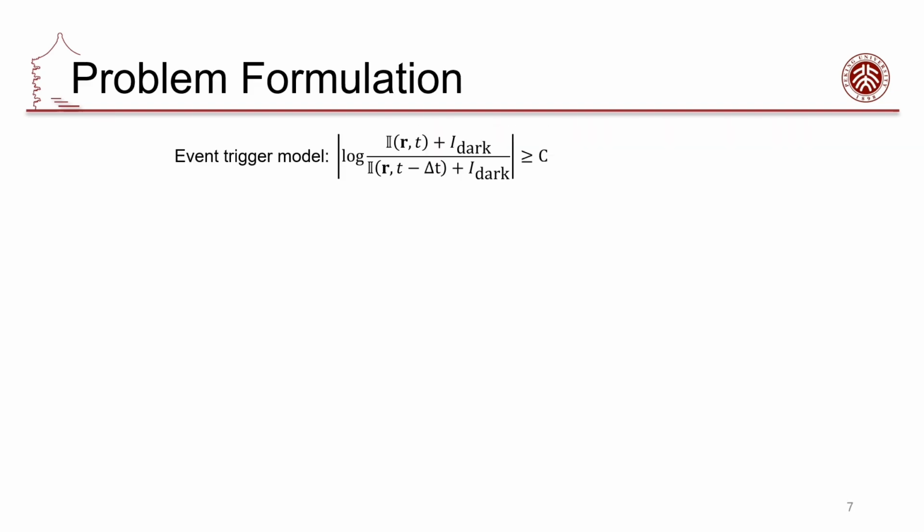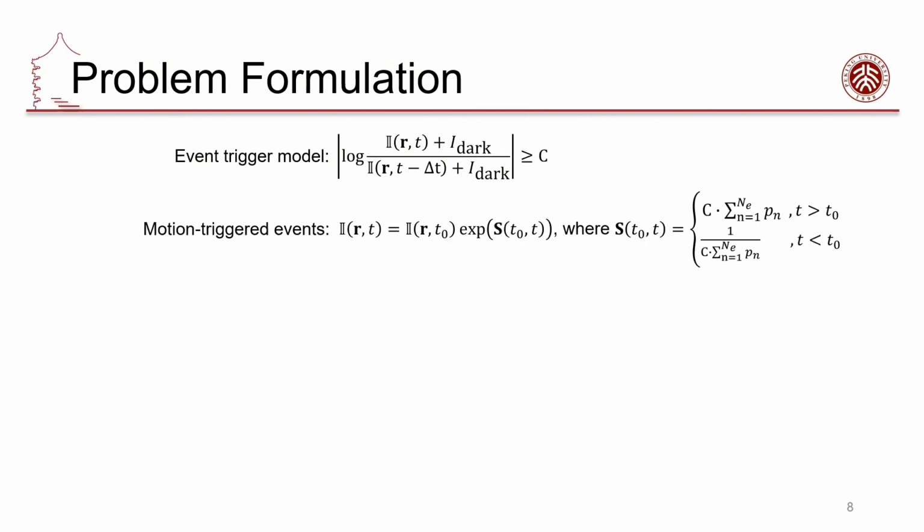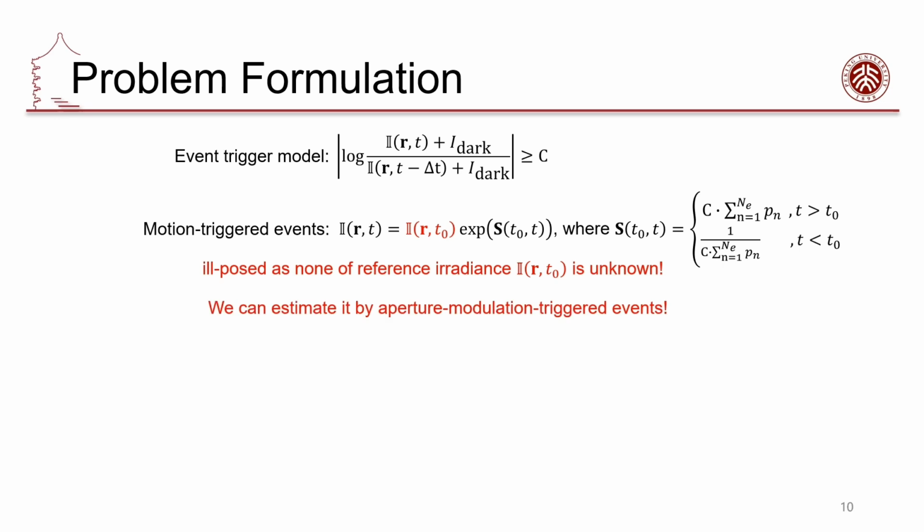Event triggering can be modeled using a logarithmic intensity change model with stochastic dark current noise. Then we can integrate motion-triggered events to reconstruct video. However, using only motion-triggered events leads to an ill-posed problem since the reference irradiance is unknown. So, we introduce aperture modulation triggered events.